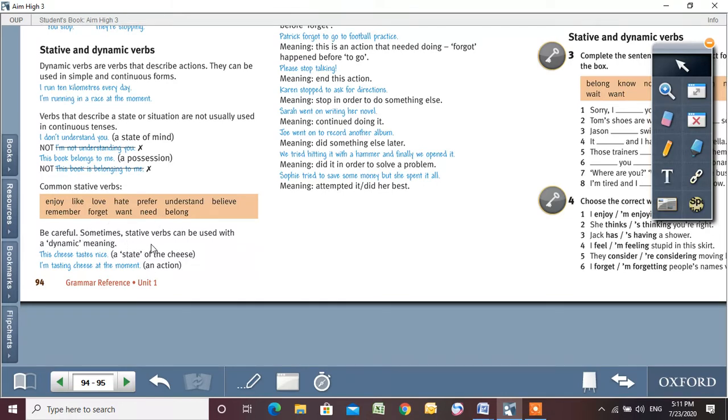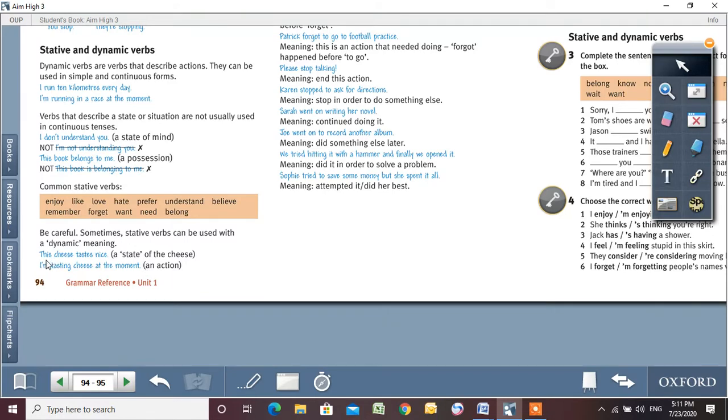Be careful, sometimes stative verbs can be used with a dynamic meaning. Now be careful, because sometimes these verbs can mean in the sentence that it gives the meaning of a dynamic verb, not a stative verb. Let's check the examples and I will show you the difference.